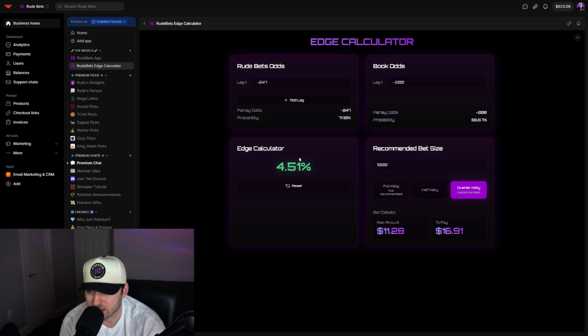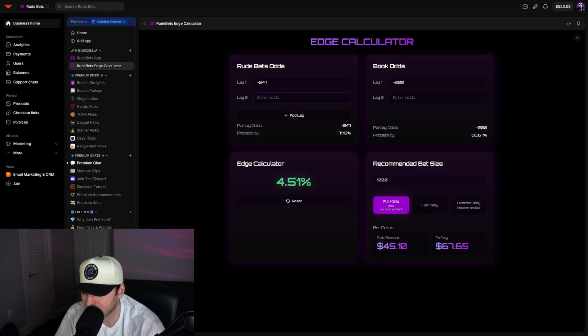It just takes the difference. So it says that you have a 4.51% expected value based on the model. And it'll tell you right here, risk amount $11.28. If you go up to half Kelly, it'll tell you to put $22.55. If you go to full Kelly, it'll tell you to put $45 on that play. And it'll tell you how much you'd win based on the book odds, right? So it's just a quick way.